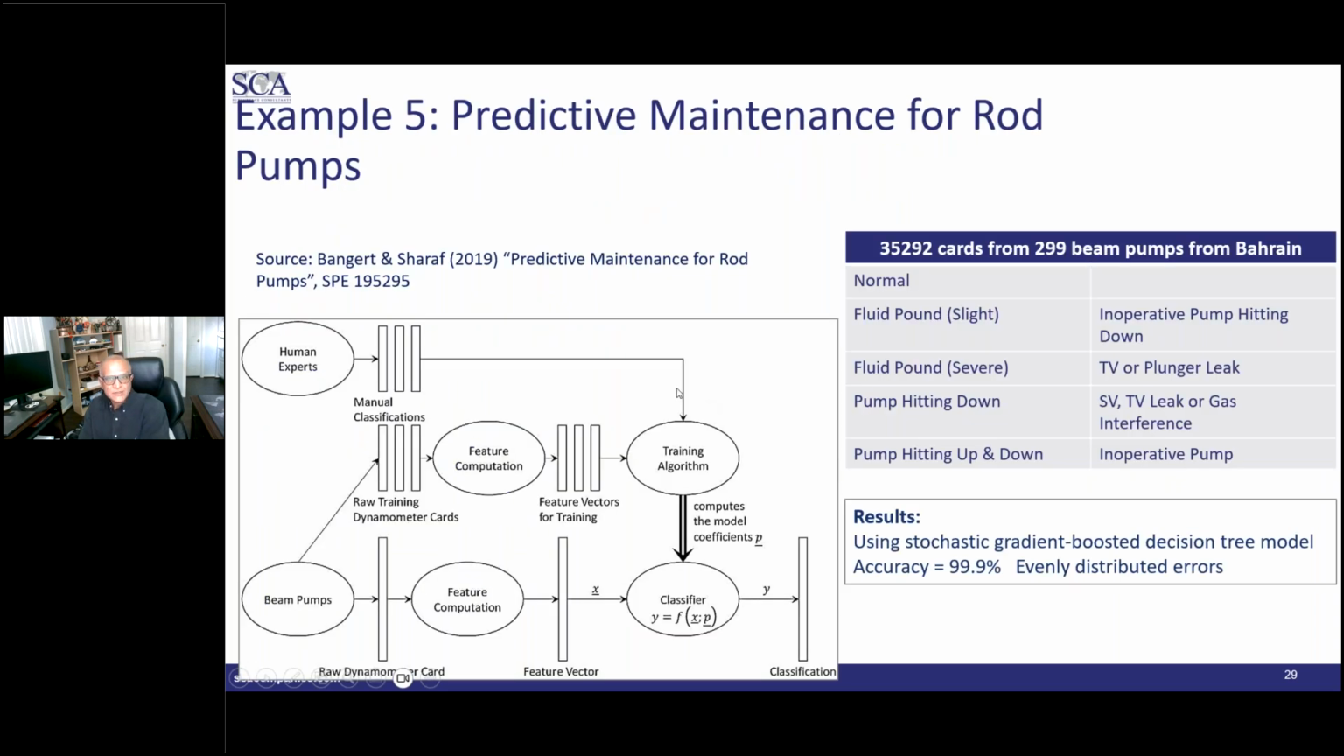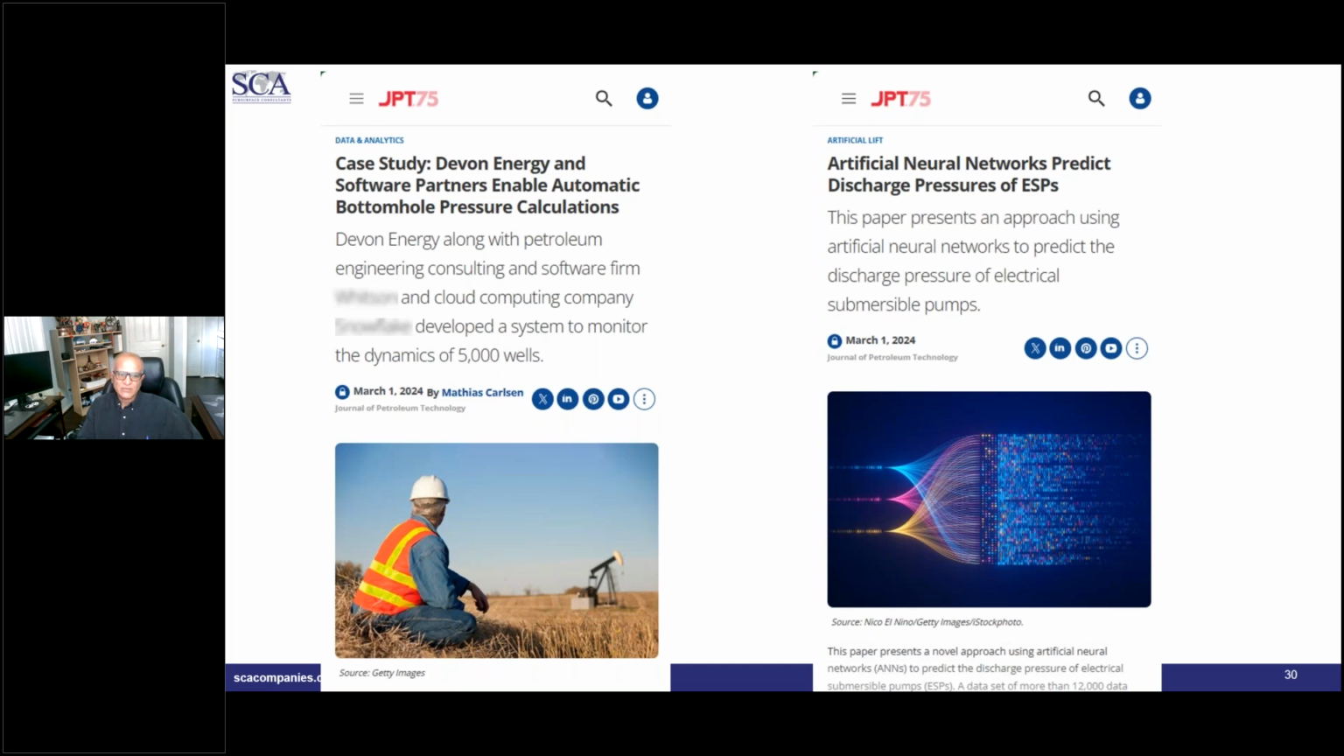Here is another paper. This is rod pumping predictive maintenance, where about 36,000 cards were properly labeled by the experts, and these were 300 beam pump wells from Bahrain, with several conditions identified by the experts. This algorithm was developed using machine learning so that when a new card comes in, it immediately classifies that card. Depending upon the card, it predicts what is happening downhole with the pump. So that's another interesting one. But this is continuing on.